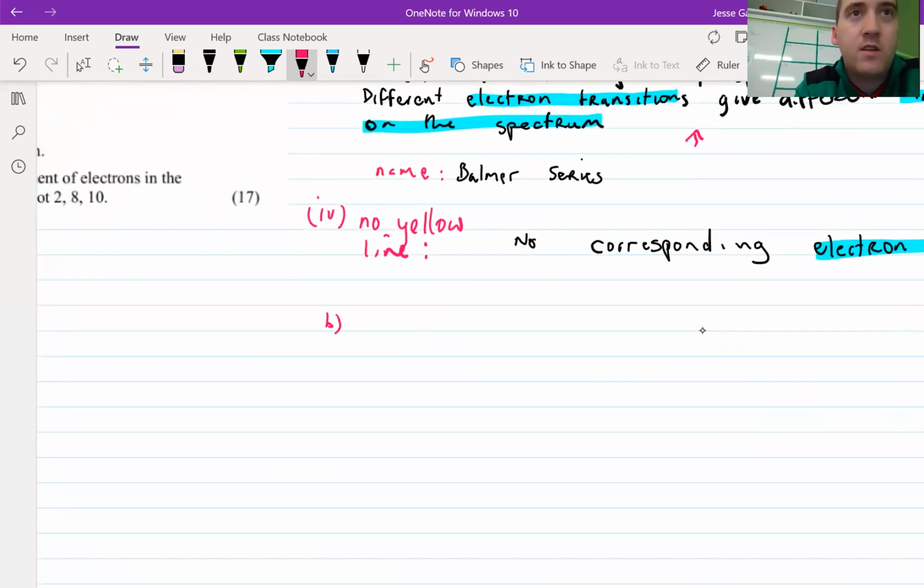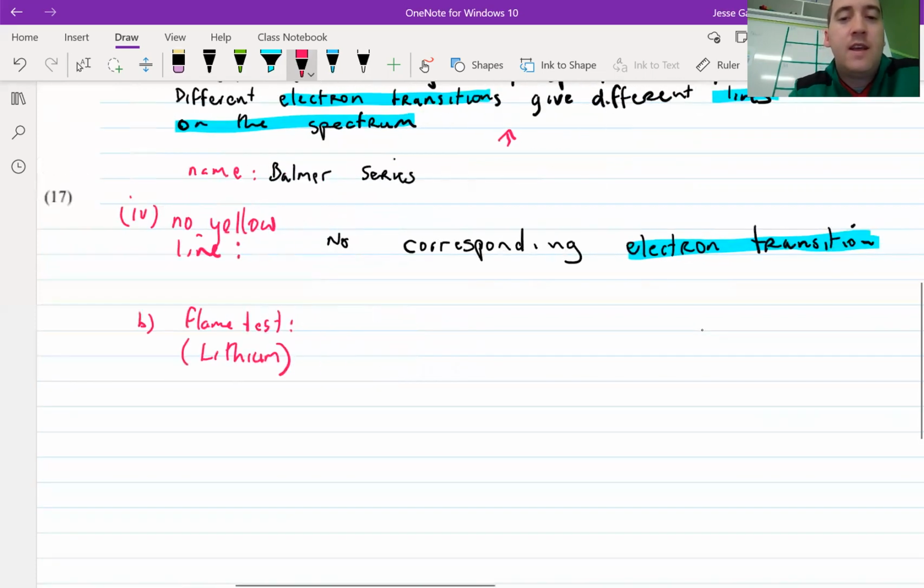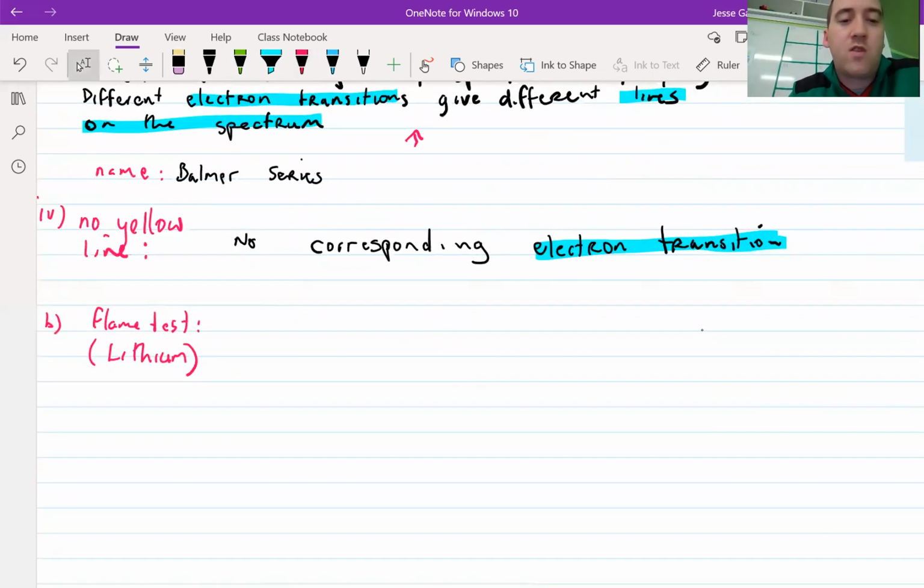Okay, so let's go over here and set that question up. B, what are we doing? We're doing a flame test for lithium. Again, I would advise you to write down what I'm doing in red because it's an extra step for you to revise, matching up different ideas. Pause the video and describe the flame test for lithium. Do that now.